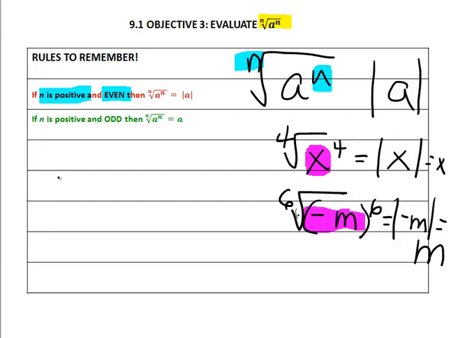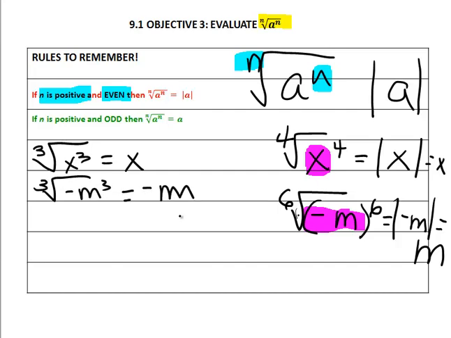What if it's odd? So then I'd have, let's see, the cube root of x to the third is just x. The cube root of negative m to the third is just negative m. Which is kind of nice. It's pretty straightforward. So with even ones, there's a middle step where you take this and take its absolute value, because your answer is always positive.